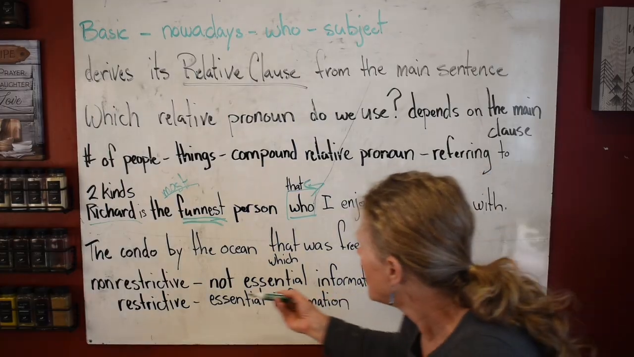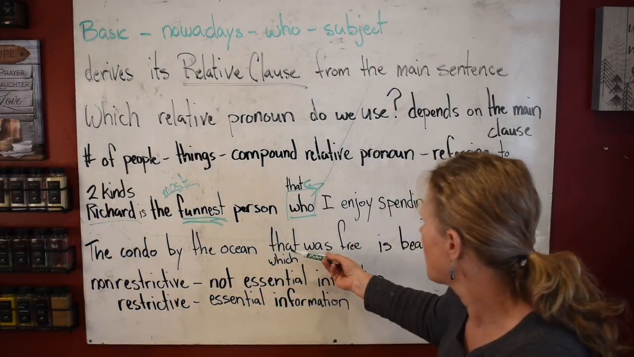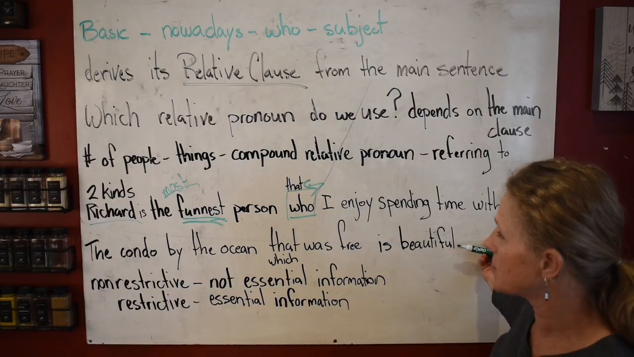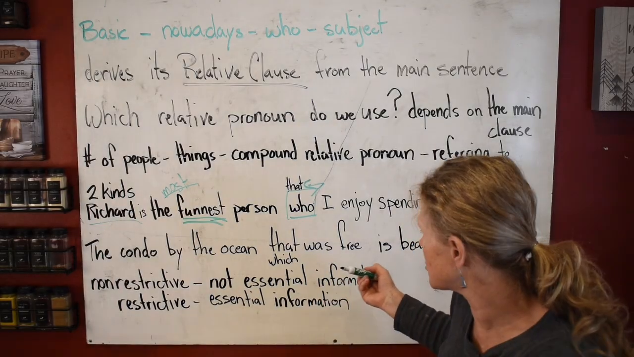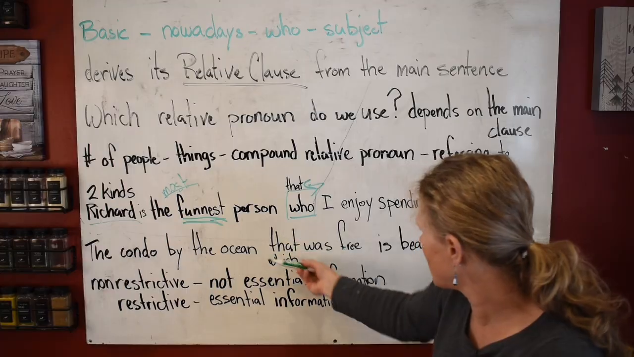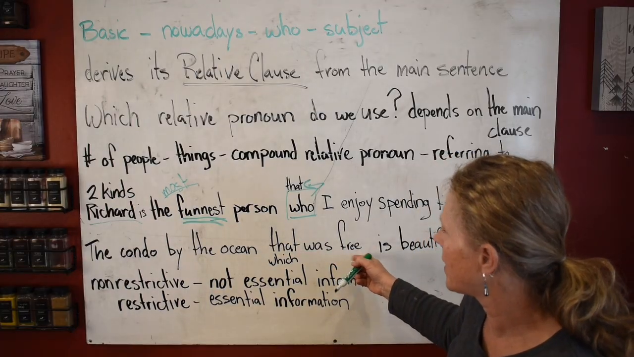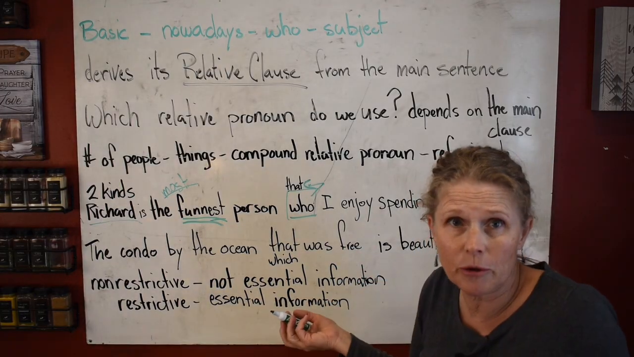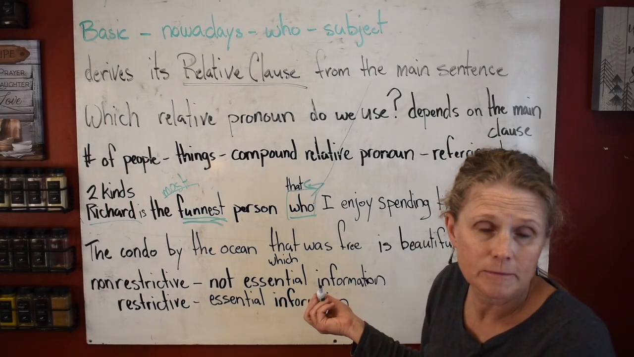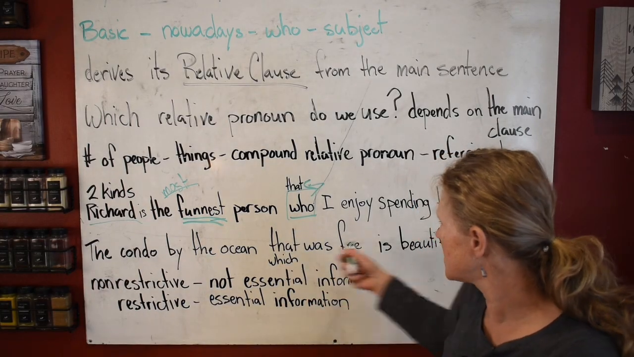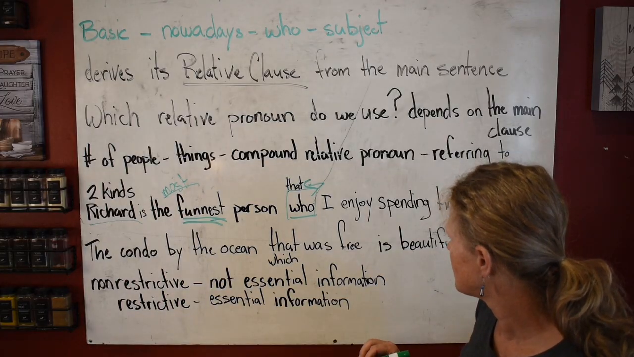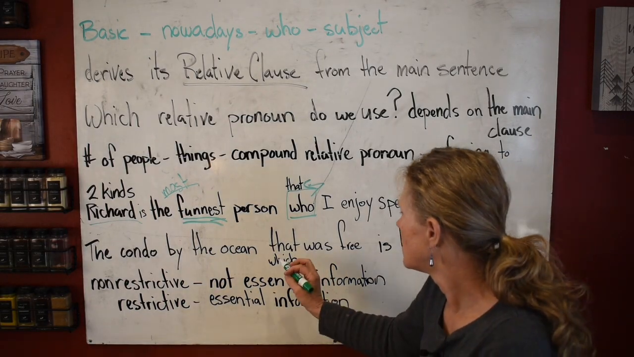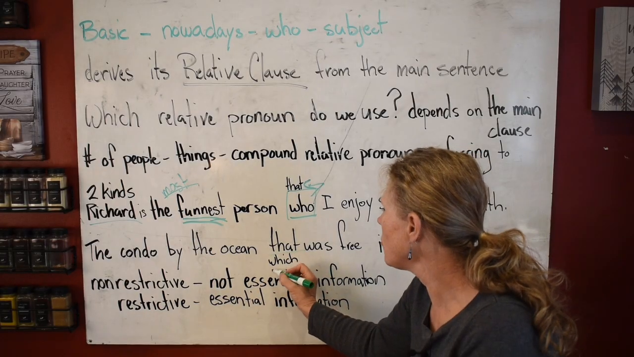Listen to this one. The condo by the ocean that was free is beautiful. I just got back from Hawaii with my sister and we stayed in a condo that was free to us and it was a lot of fun. What is our relative pronoun here, Dan? Paul, in this sentence? That, or we can do which.